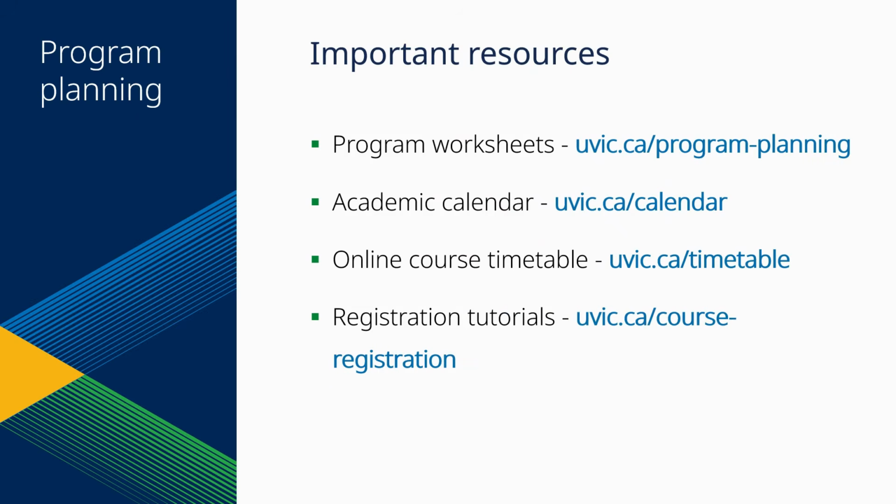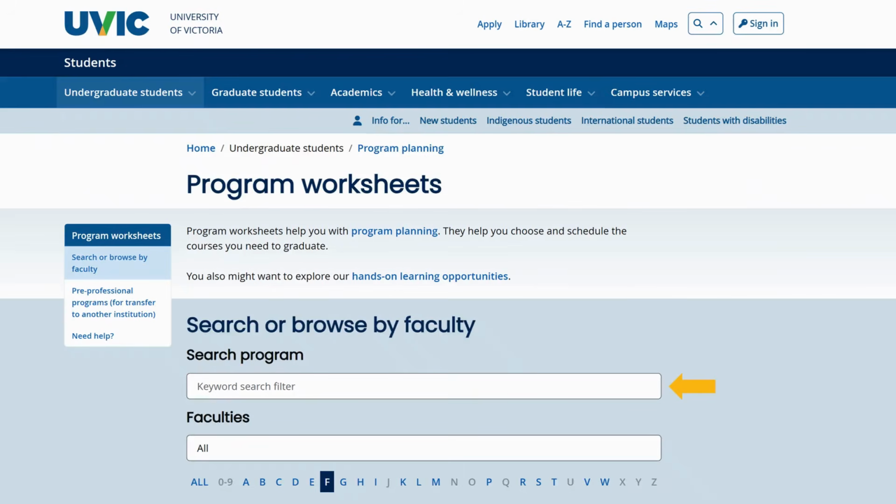Some important resources as we delve into the program planning process: program worksheets, the academic calendar itself, the online course timetable, and the registration tutorials. Visit uvic.ca/program-planning and select Program Worksheets, which will take you to this page.